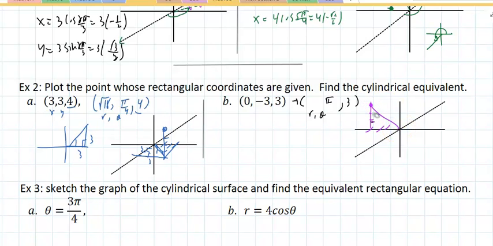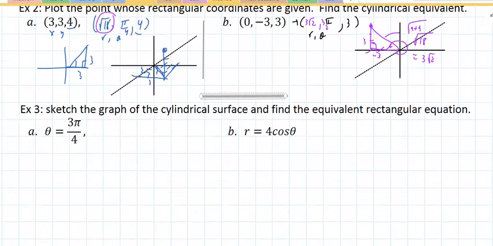So this is the triangle that we're looking at. Well, rotation-wise, I'm going to rotate to 3 pi over 2, and I'm going to move 3 radical 2, because this is the square root of 9 plus 9, that's radical 18, which is 3 radical 2. I left the r as radical 18, but if you simplify it, that's what it is.